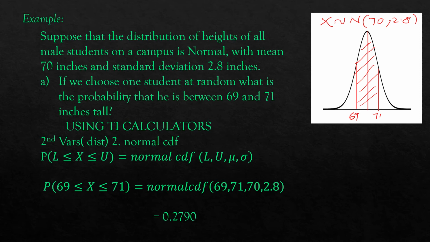In our case, the lower bound is 69 and the upper bound is 71, because we are trying to find the area between 69 and 71. So L is 69, U is 71, mu is 70, and sigma is 2.8. When you plug in these values in your calculator, you get 0.2790, which is approximately the same as what we got using the table.